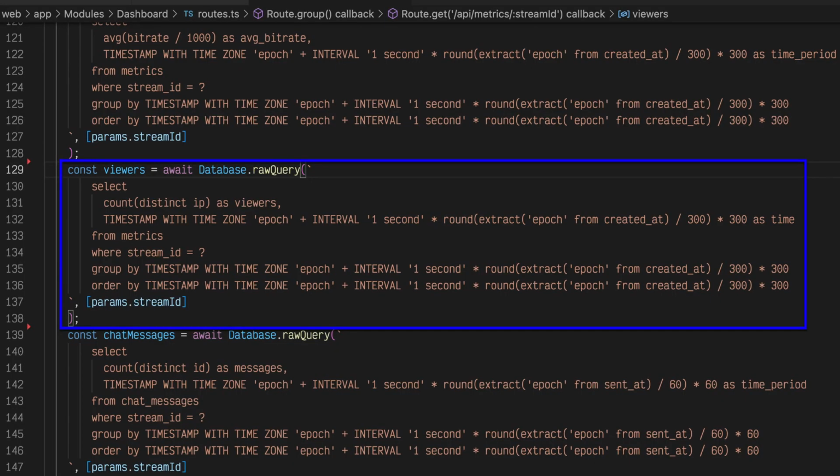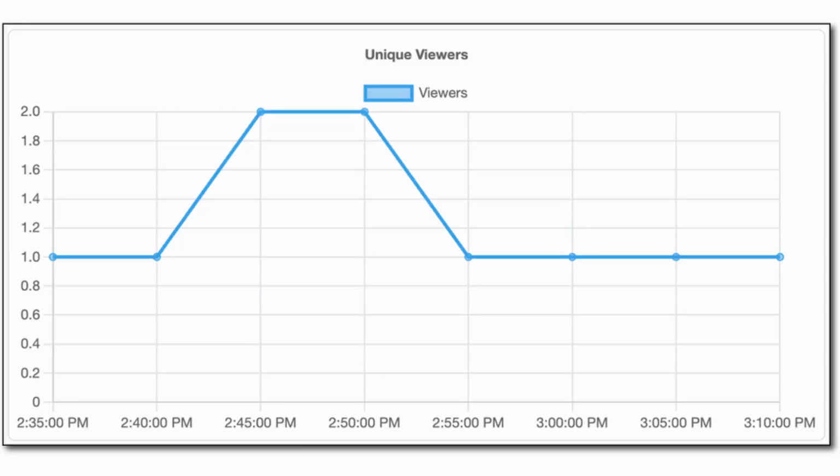The following query is used to retrieve stream viewers over time. The data is aggregated at a 5-minute or 300-second interval. This data is used to create a line chart in the user's dashboard for each stream.